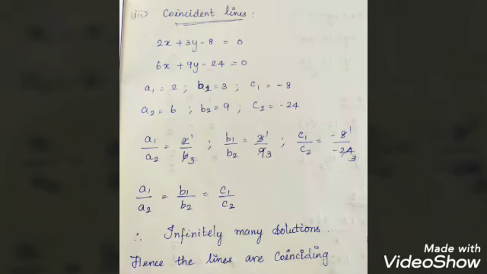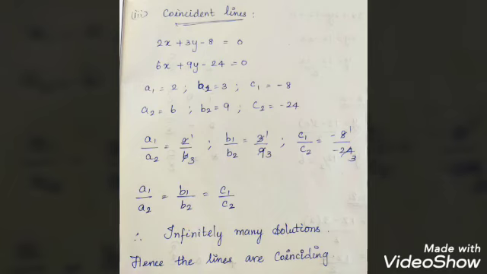Next is coincident lines. In parallel, what we did was multiply a constant with x and y. Now we are going to multiply a constant with the full equation. So your first equation is 2x plus 3y minus 8 equal to 0. Multiply fully with the constant 3. So 6x plus 9y minus 24 equal to 0.